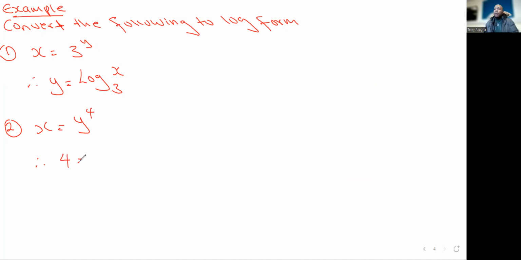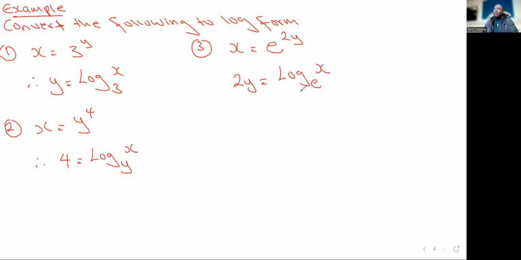4 will be equal to log to base y x. All right? Pick another one. Let's say we have x is equal to exponential 2y. Are you seeing it? So the same thing, 2y is going to be log to base e x.